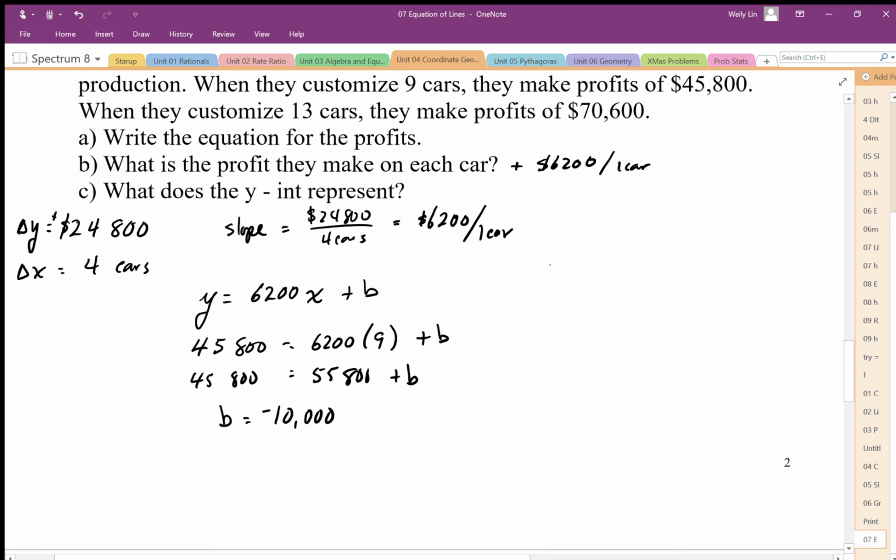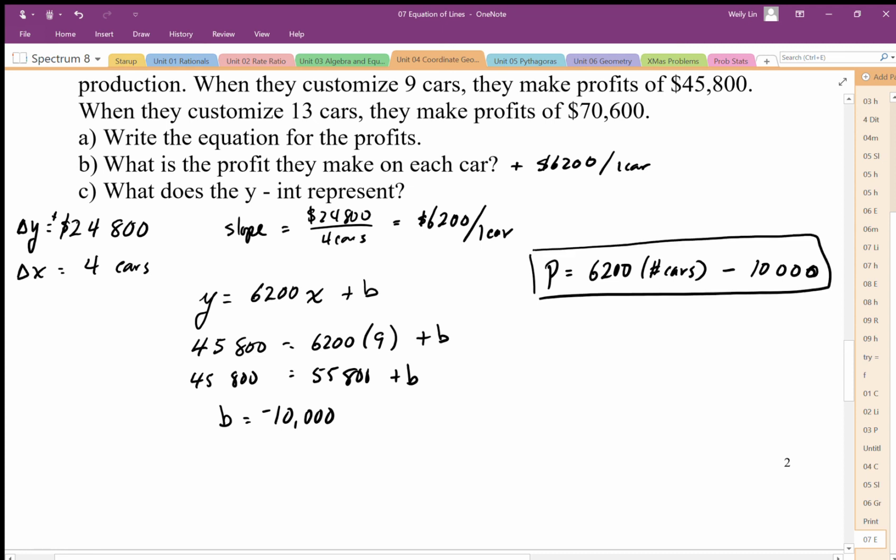So the equation is going to be the profit is equal to $6,200 per car, and we're going to start off with a loss of $10,000, so minus 10,000. So there's the equation of my line. Okay, what does the y-intercept represent? It's the starting point. Or in this case, this is a loss at the beginning. So we're losing money at the beginning, but as we start customizing some cars, this person is going to start making a profit.